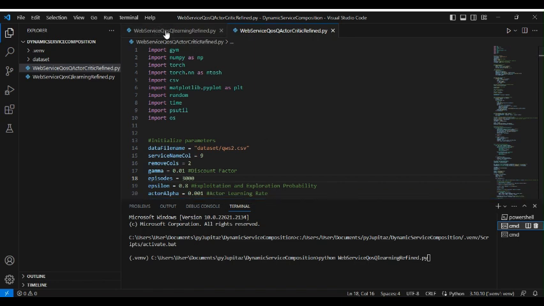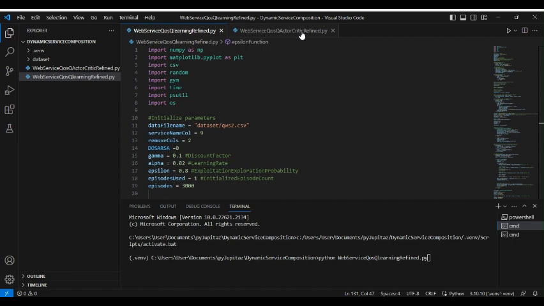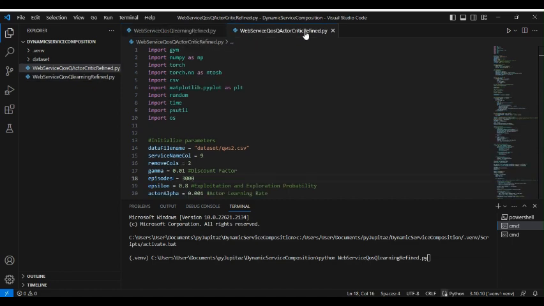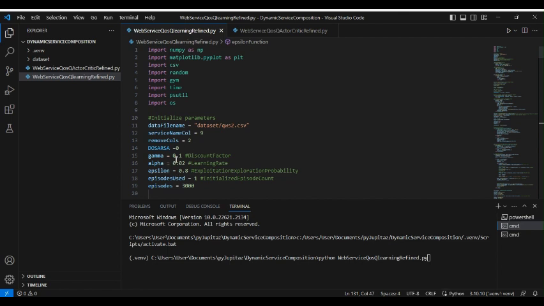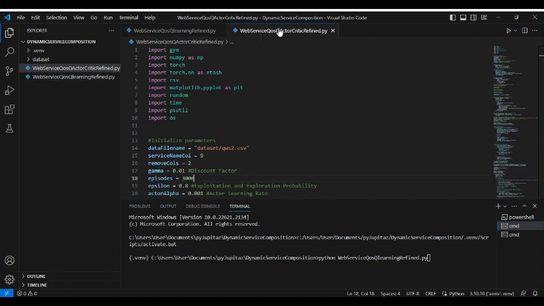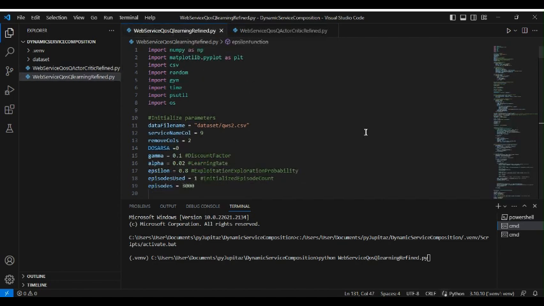Here I have the Q-learning file, the Python file, and I also have the actor-critic file. So I've set some parameters, the values, and I also set the same thing for the actor-critic as well. So I'll start the application, I'll start the two of them, and we'll see their convergence. All right, thank you.